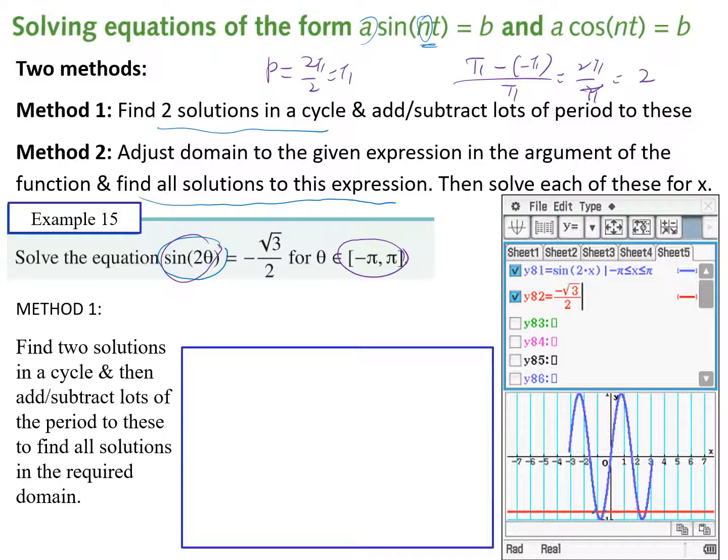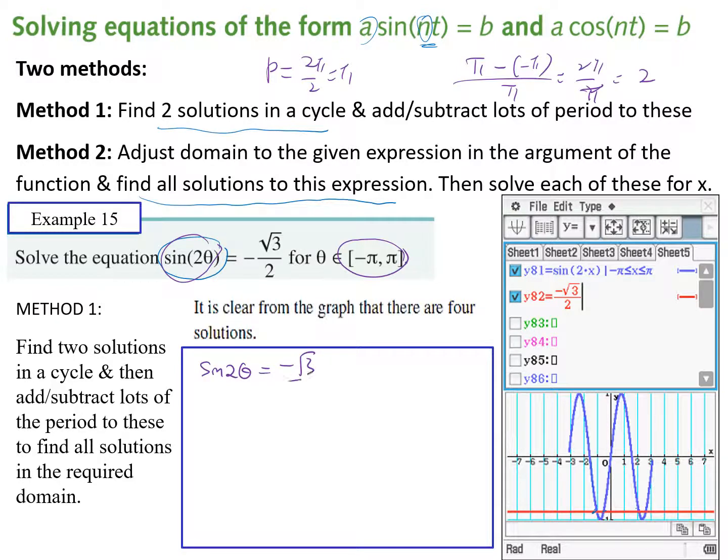So every cycle is 2 answers. 2 cycles, I expect 4 solutions in here. All right, let's do that algebraically. Let's find the solutions algebraically here. So firstly, I'm going to write the question first.